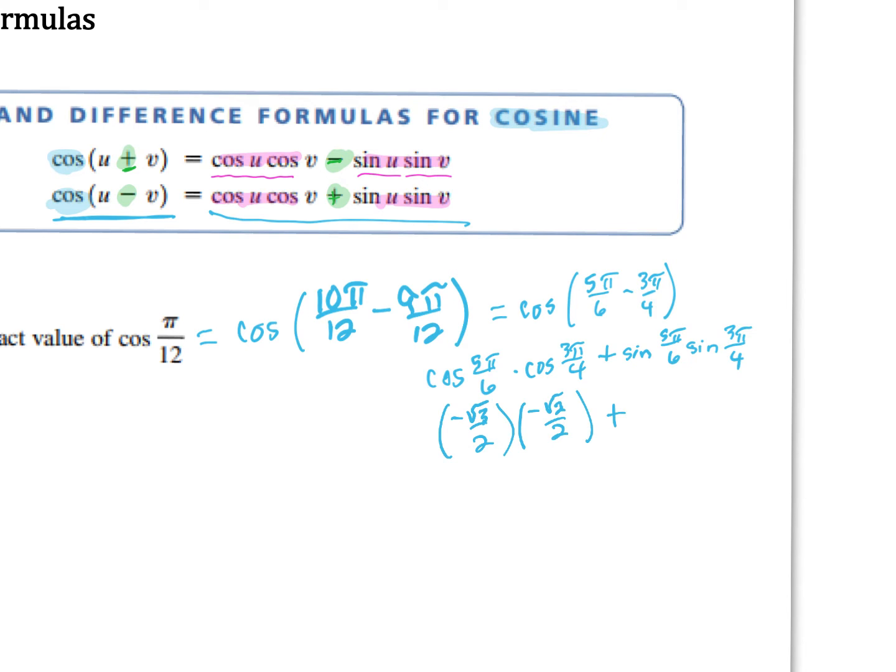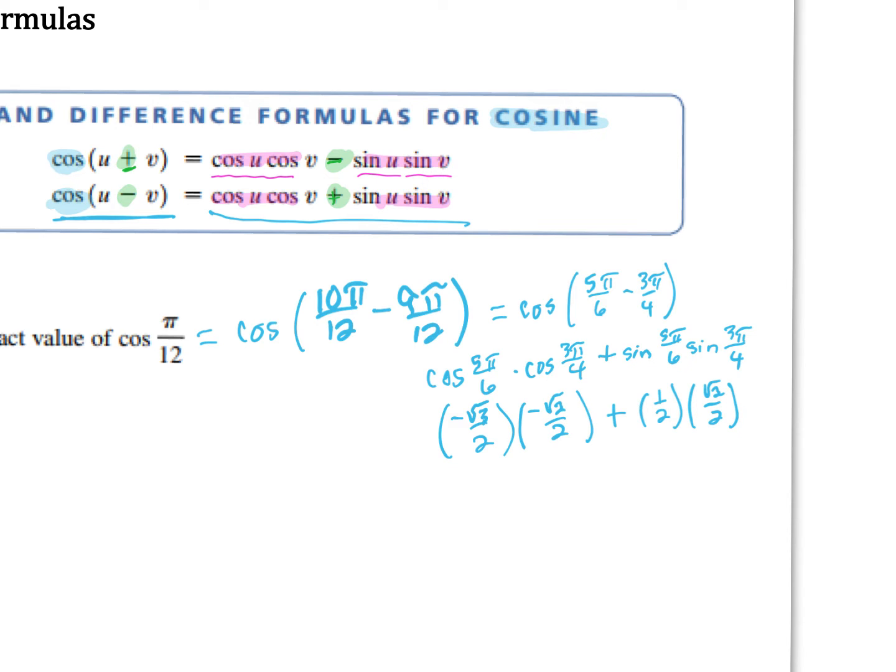Okay, and then plus, now we need to find the sine of 5 pi over 6. Rachel, what is that? 1/2. Yep, 1/2. And then the sine of 3 pi over 4, Christian? Root 2 over 2. Okay.